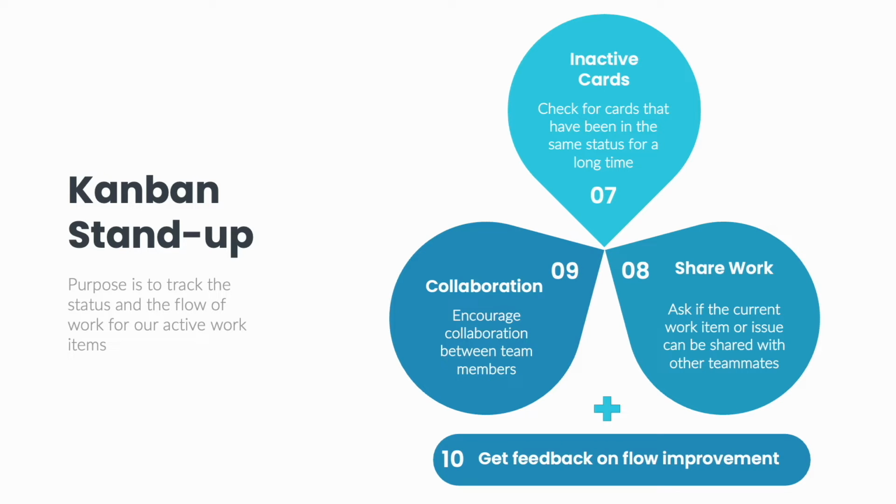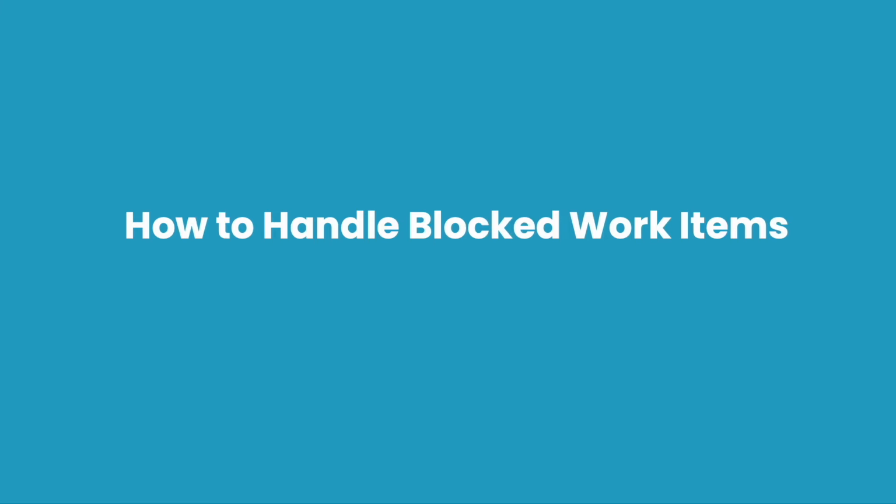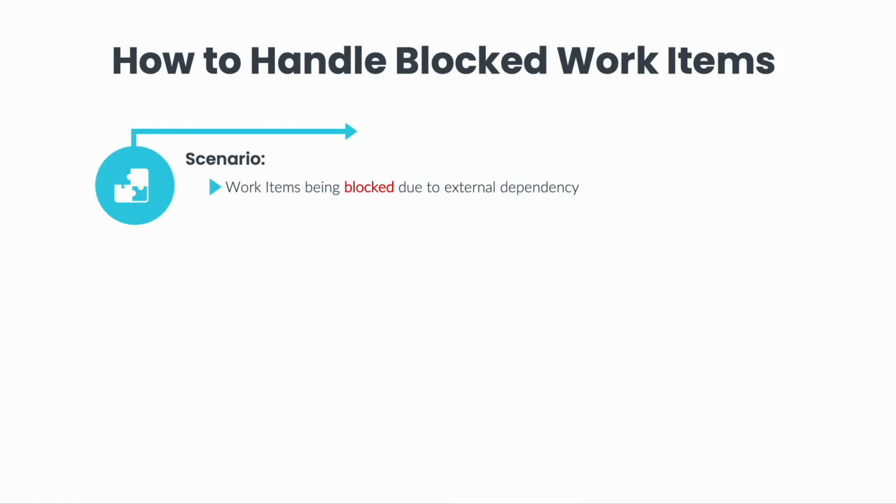Next, we will take a look at some of the main flow challenges you might run into while running Kanban and how to handle them. How to handle blocked work items. The work item is being blocked due to external dependency.